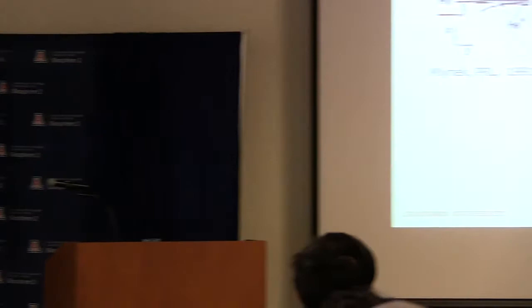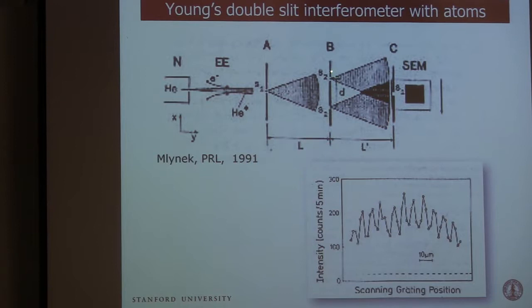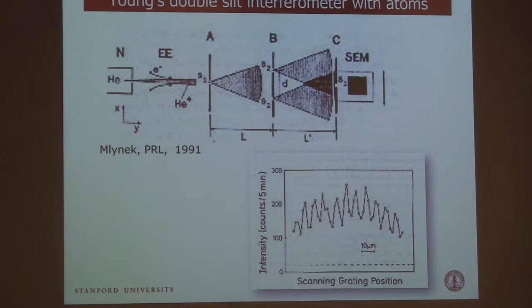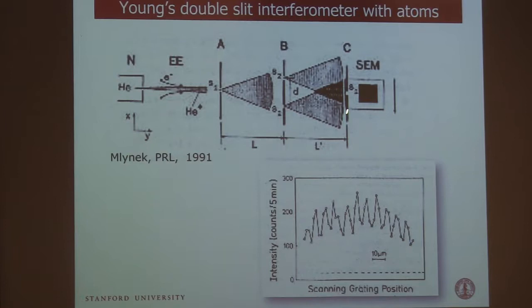So, a beam of helium atoms, metastable, goes to a slit. The slit is narrow enough that the atom wave function diffracts, coherently illuminating two more slits. Those two slits give rise to propagating wavefronts. According to the rules of quantum mechanics, add before you square, and you get interference fringes in this region here. Those are detected by scanning an atom counting detector, in this case an electron multiplier. The helium atoms crashed into it and got a blip.